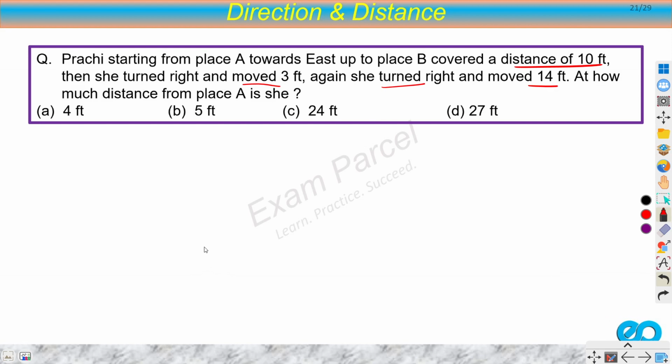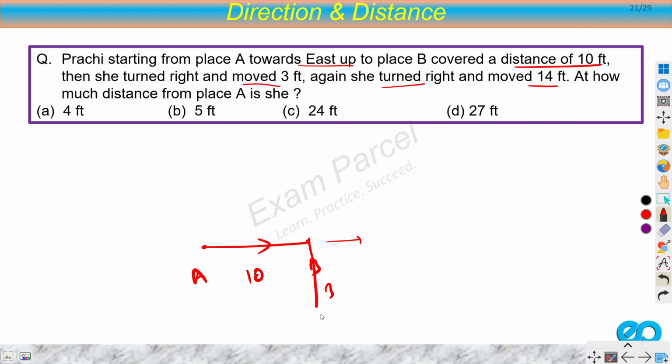Okay. So let's say Prachi is starting from this position. This position is A. She moved towards east up to place B, and this distance is 10 feet. Then she turned right and moved 3 feet. So if her face is towards east, then her right would be downward, right? South direction. So this is 3.